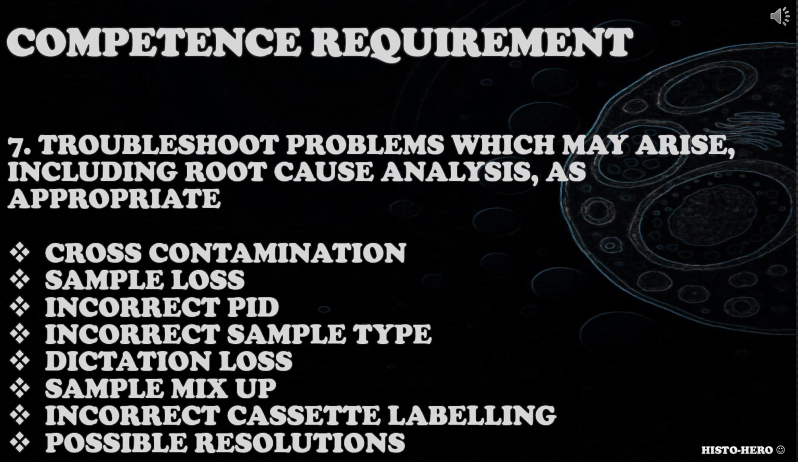The seventh competence requirement is troubleshoot problems which may arise, including root cause analysis, as appropriate. Candidate should be able to troubleshoot during tissue selection. Does the candidate know what problems could arise during specimen selection? How would they resolve the problems?